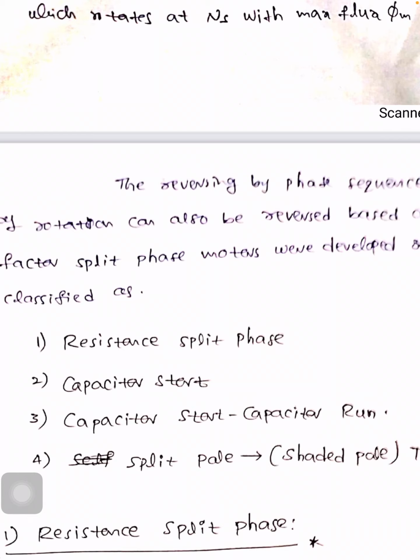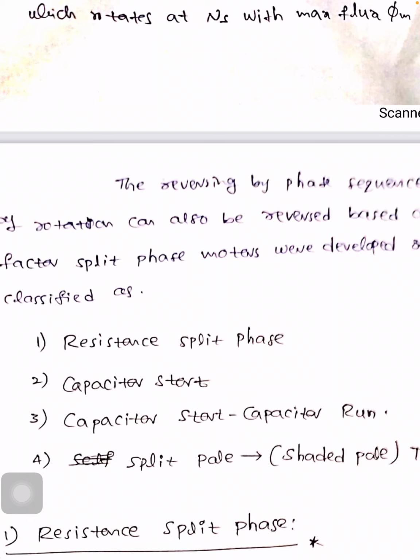Next one, the capacitor start, capacitor run induction motor. Why is it called capacitor start and capacitor run induction motor? The capacitor is permanently connected with the starting winding and the main winding. At starting time the capacitor is connected, and under running condition the capacitor is also connected. Due to this reason, it is called a capacitor start, capacitor run single phase induction motor.